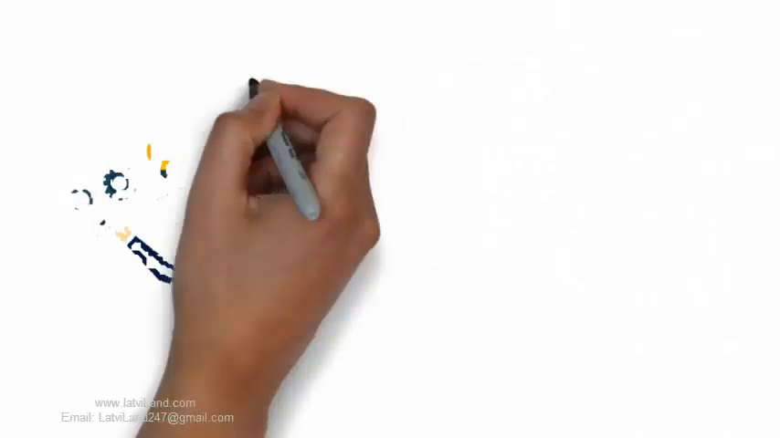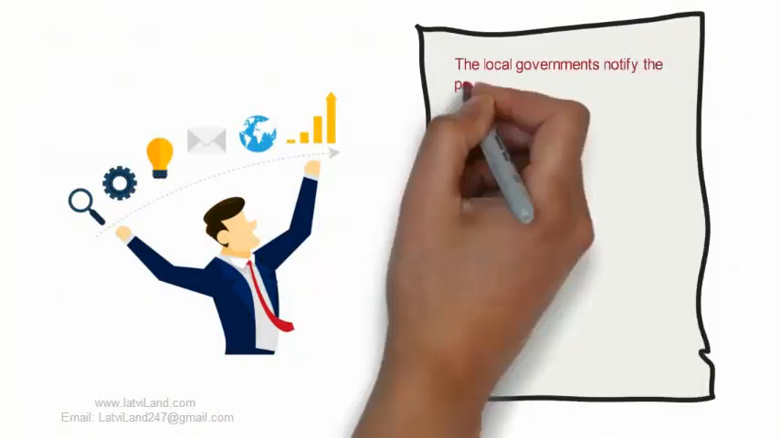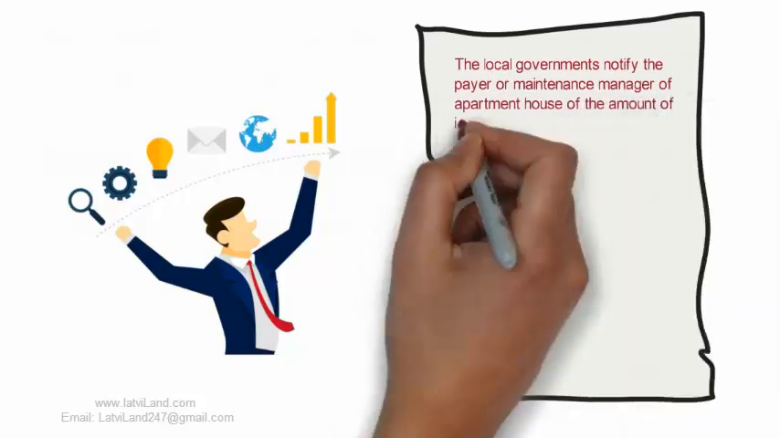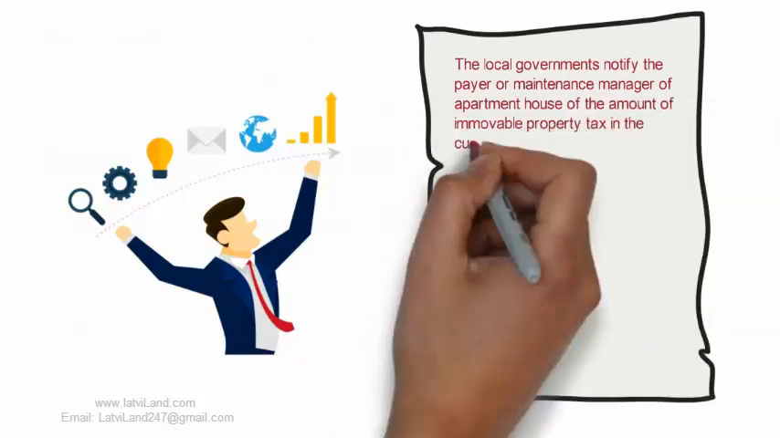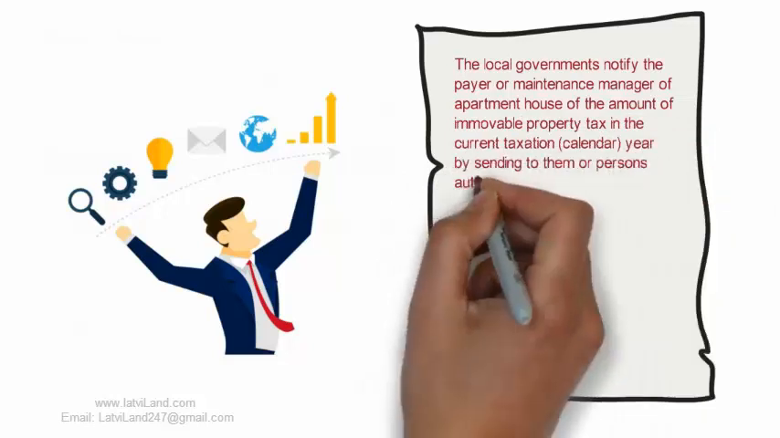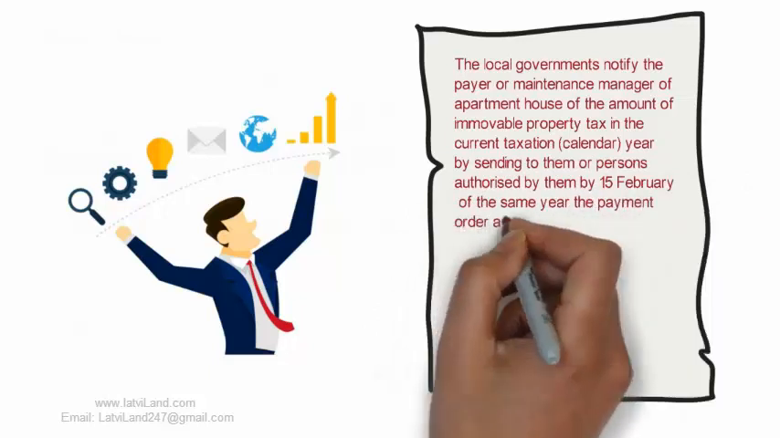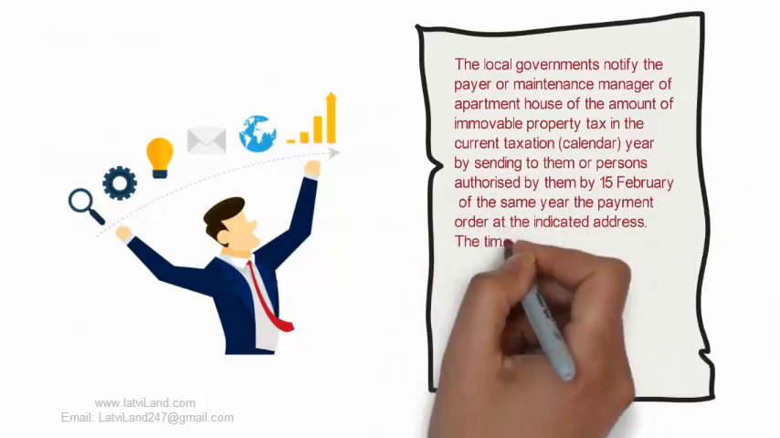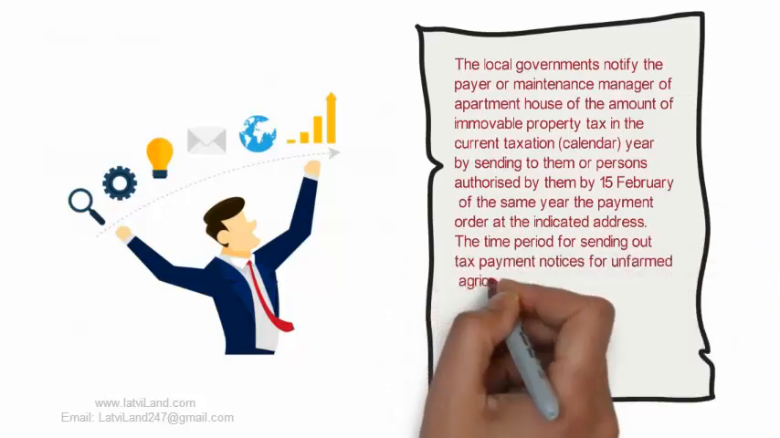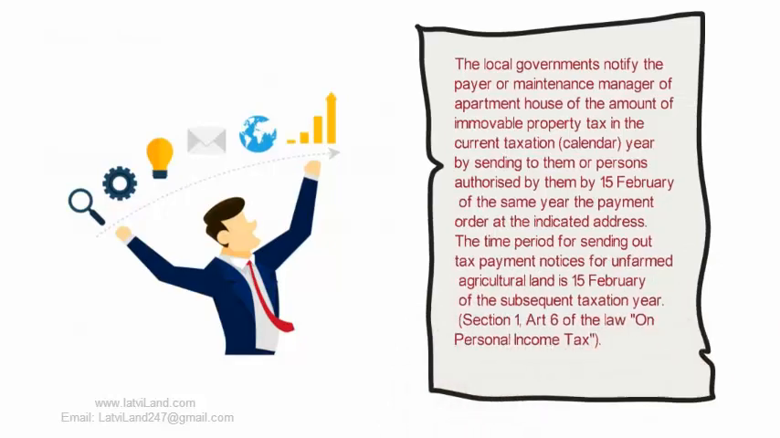The local governments notify the payer or maintenance manager of the apartment house of the amount of immovable property tax in the current taxation calendar year by sending to them or persons authorized by them, by the 15th of February of the same year, the payment order at the indicated address. The time period for sending out tax payment notices for unfarmed agricultural land is the 15th of February of the subsequent taxation year. Section 1, Art. 6 of the Law on Personal Income Tax.